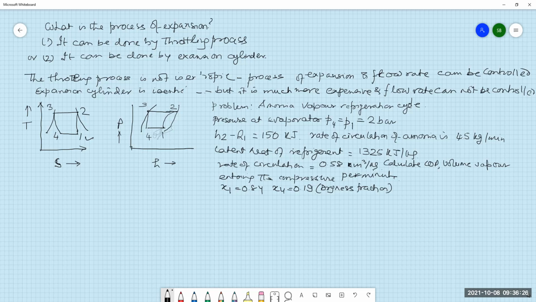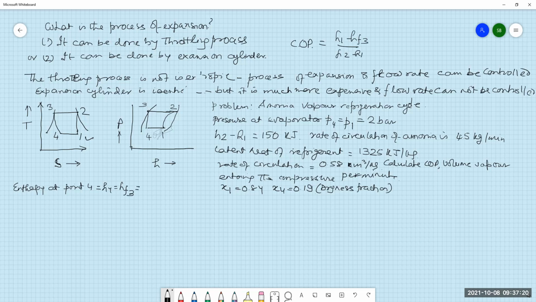Now, first we have to find out the enthalpy at point 4. To know the COP, this equation is used: H1 minus HF3 divided by H2 minus H1. So what is H4? The enthalpy at point 4, that is HF3. Okay, so how are we supposed to do it?